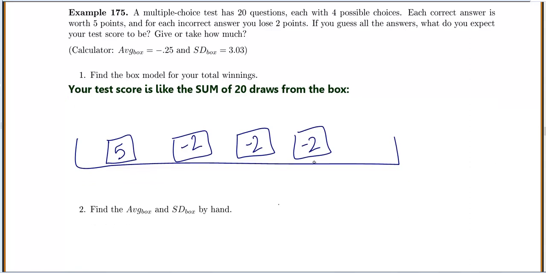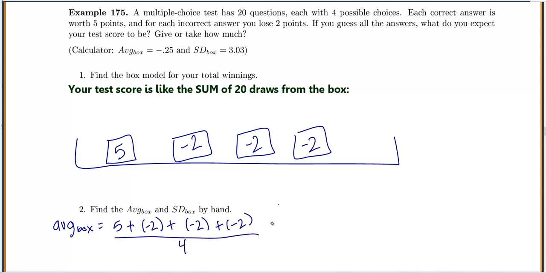Now let's find the average and standard deviation of the box by hand. So average of the box, you just add up the numbers on the tickets. So 5 plus negative 2 plus negative 2 plus negative 2, and divide by how many numbers there are. There are 4 numbers. So this gives me negative 0.25. So if you're just guessing, the average for one question is that you'd be losing a quarter of a point.